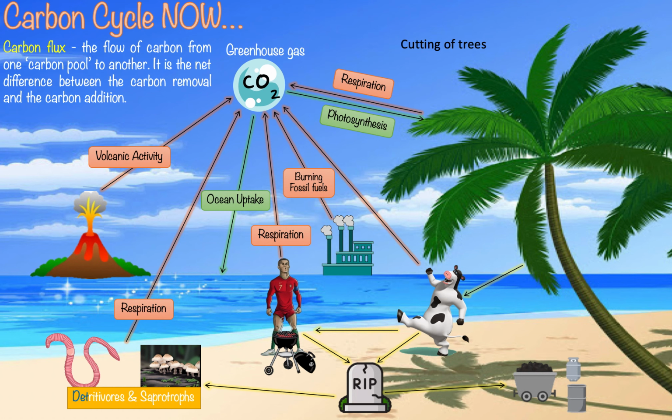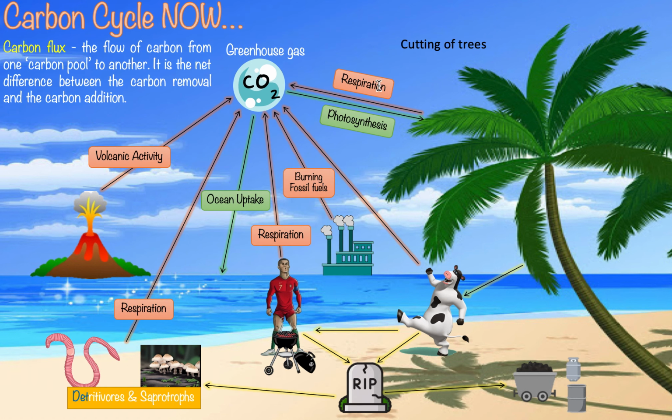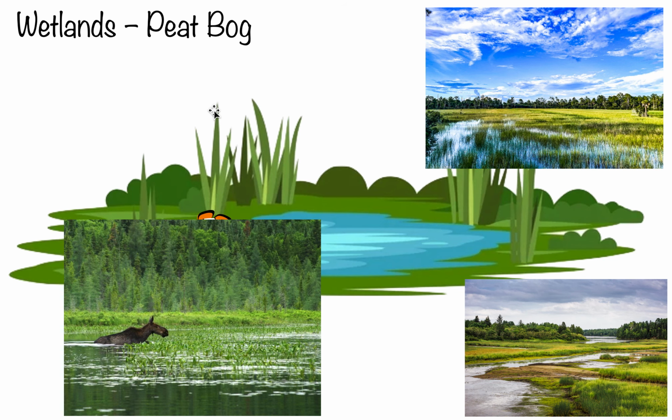Okay, so that's the idea of the carbon cycle. If you understand this idea of 200 years ago, this natural idea, and then the idea of now, you'll understand why we care about this carbon cycle. Now next, there's one key thing we need to understand.